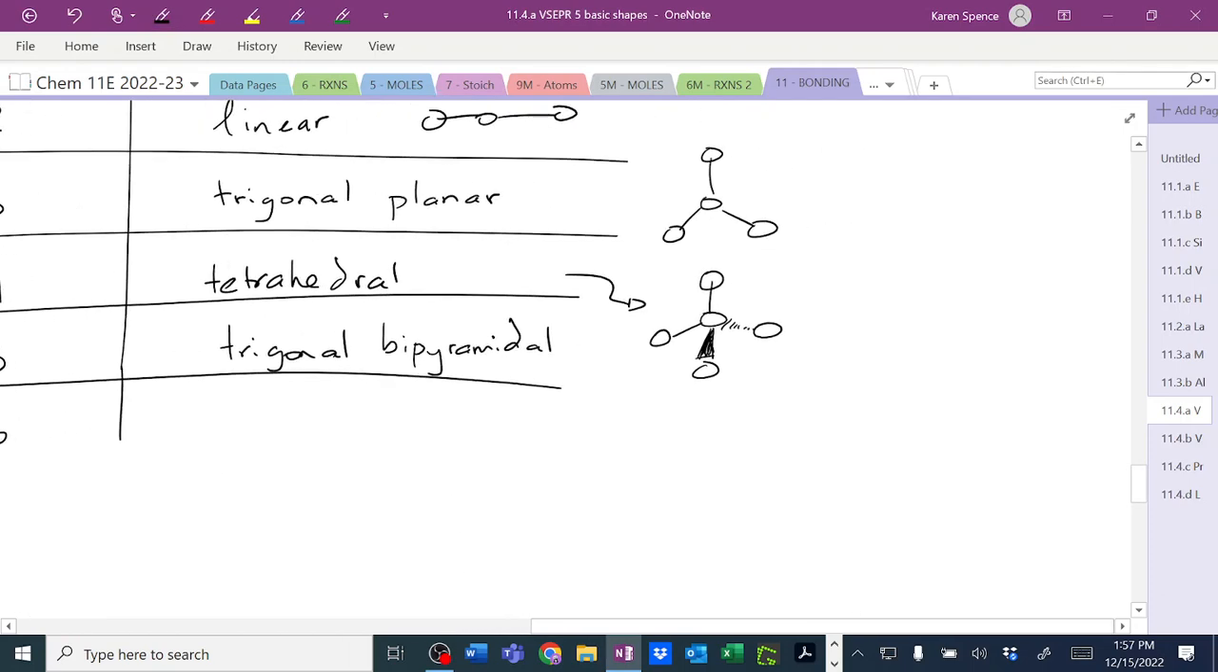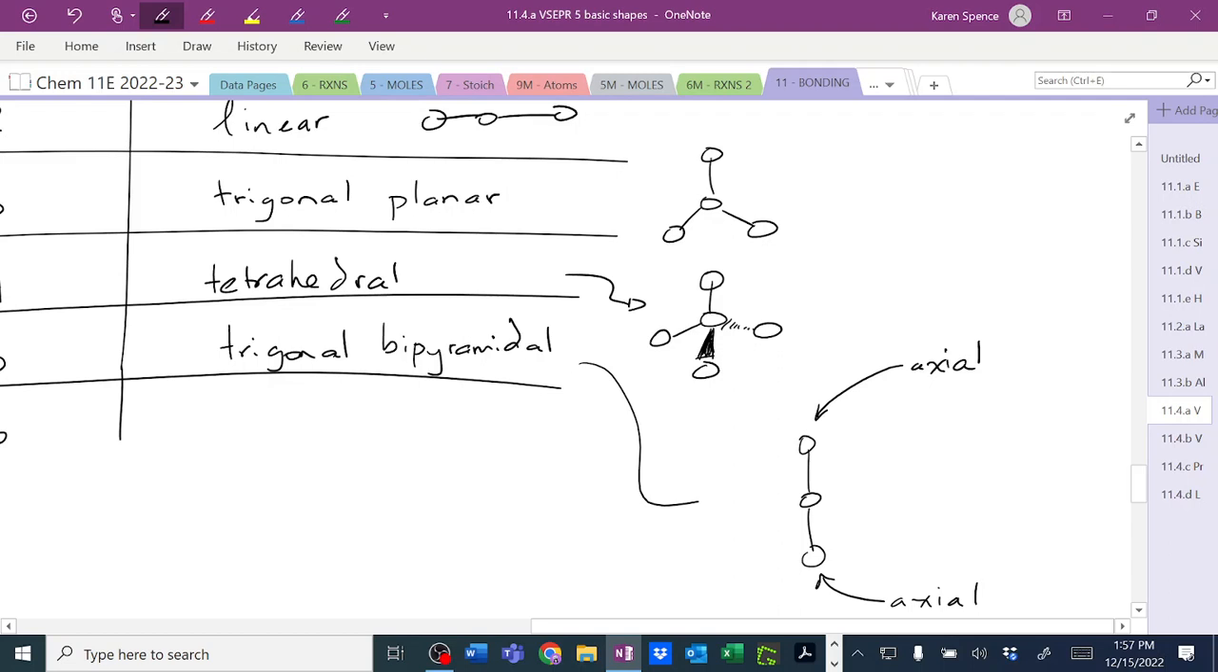Now, what does that shape look like? We've got our central atom, and then which direction do things come out? One comes out the top. One goes out the bottom. What do we call those two? Those are axial. Axial, axis, axial, sure.